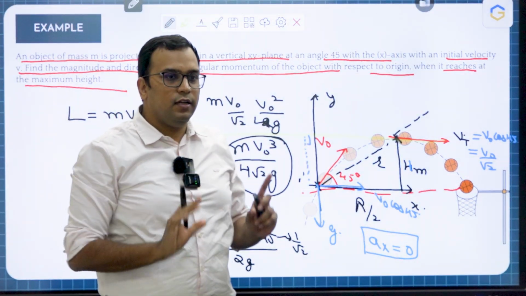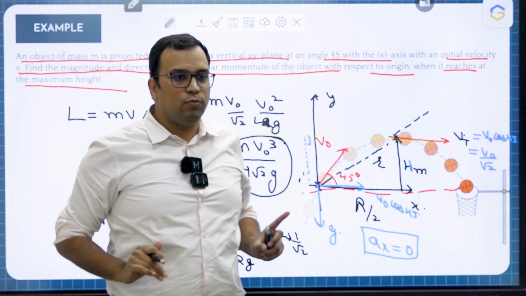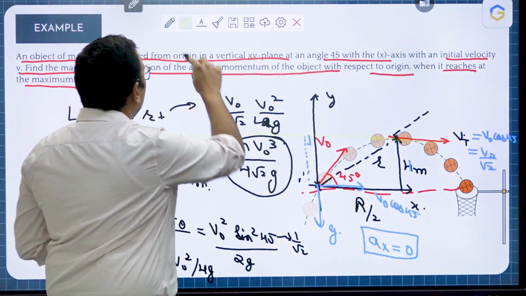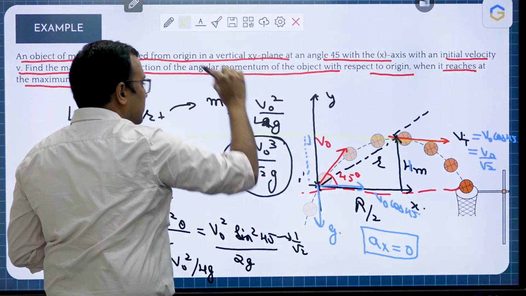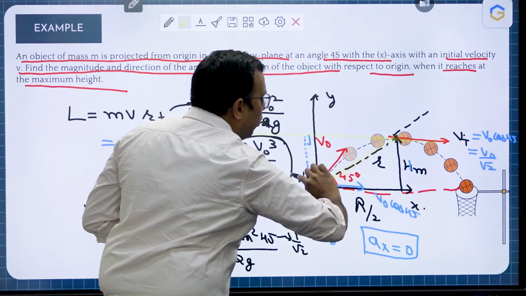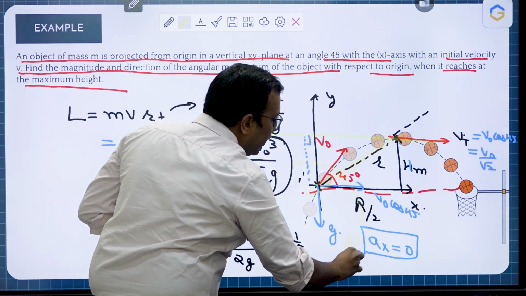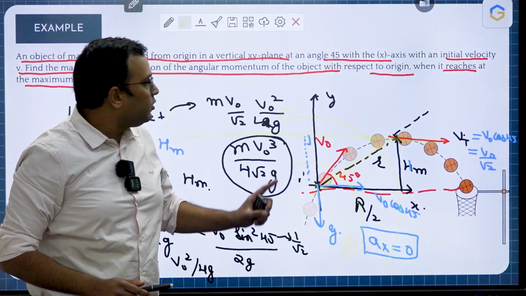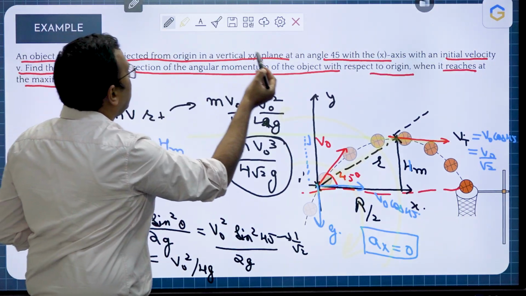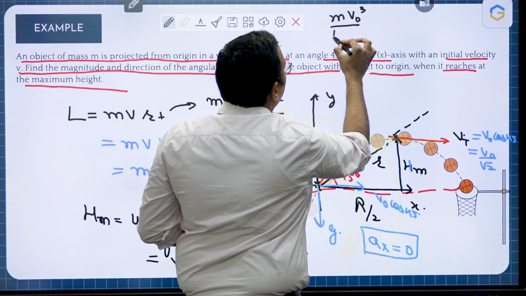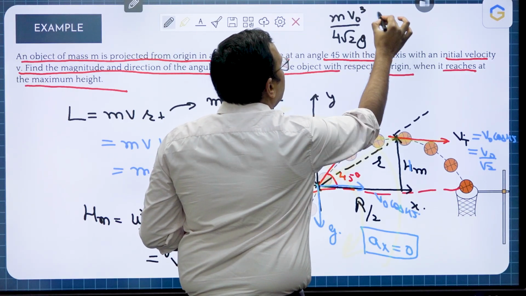Now the problem is still incomplete. The value is there, but what is the sense of angular momentum about somebody who is standing over here? Sense about somebody who is standing over here. Will this ball rotate clockwise or anti-clockwise? Clockwise. So the sense of angular momentum can be written as m v0 cube by 4 root 2 g in the clockwise sense.